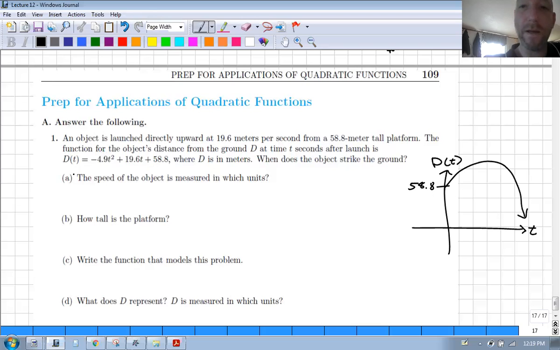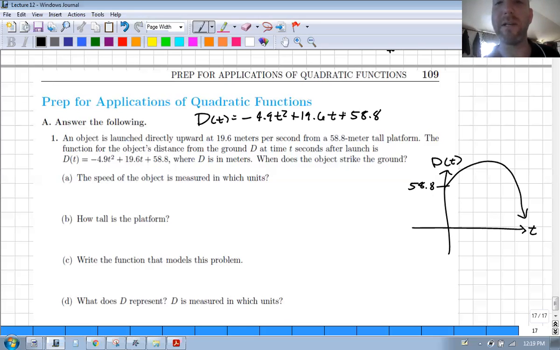Well, we'd have to say, we'd take our formula here, negative 4.9 t squared plus 19.6 t plus 58.8. When does it hit the ground? It hits the ground when the distance to the ground is 0. All right. So it strikes the ground when d of t is 0.